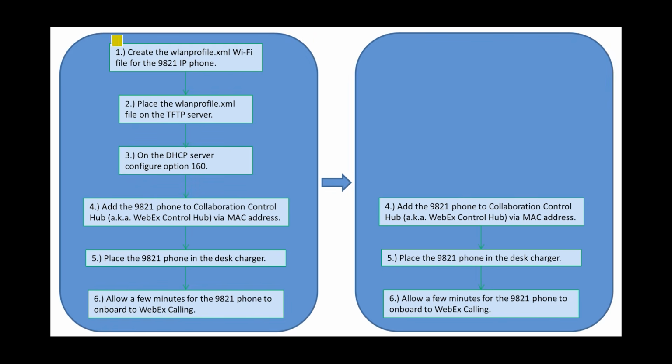Okay, we're going to go ahead and take a look at the steps. The first step we performed was creating a WLAN profile.xml file. For that, I used the actual 9821 phone. I generated a PRT, and then I used the config XML file as my starting point. Basically, I removed any items I did not need from that. Then we placed the WLAN profile into the TFTP server. I'm just using a PC for that, and then configured DHCP 160 on the DHCP Windows server. So those are our first three steps.